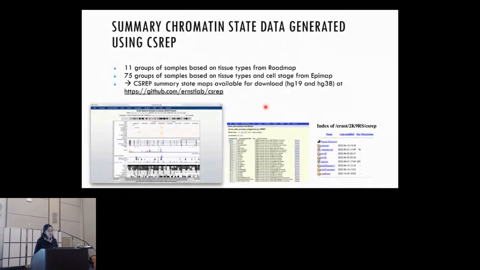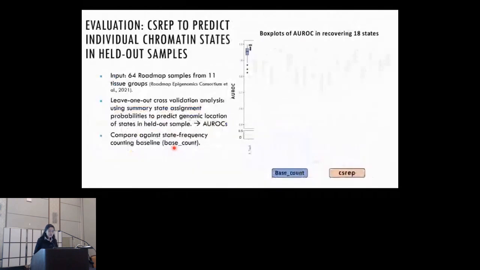and 75 groups from ENCODE, and this data is available for download or for viewing on the UCSC Genome Browser. So you can look at your favorite loci here. Next, I'm showing some evaluations of our method. Here, I'm using data of chromatin state annotations for 64 samples from 11 tissue groups from Roadmap.